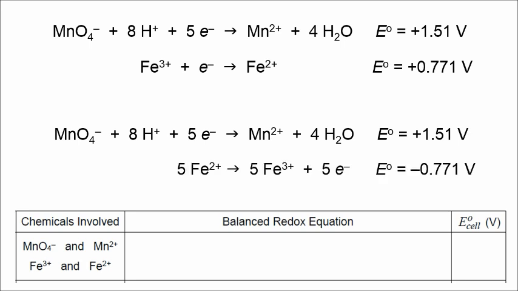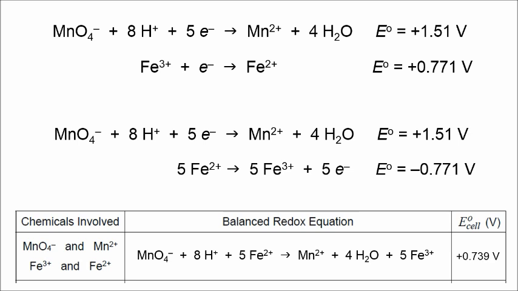We did have to multiply the iron reaction by 5 and reverse it. So now we get negative 0.771 volts for the oxidation half reaction. When we add them together, the electrons cancel out, and the voltage, the cell potential, is 0.739 volts.